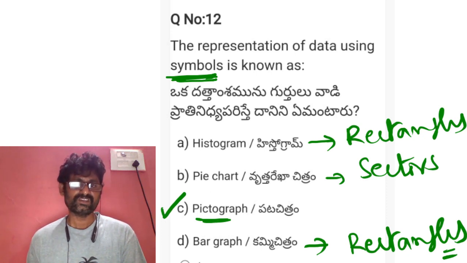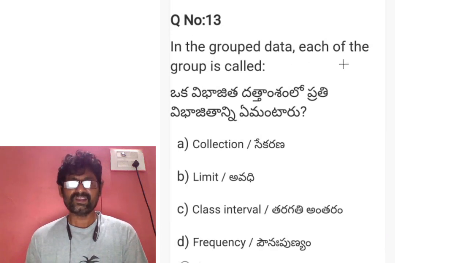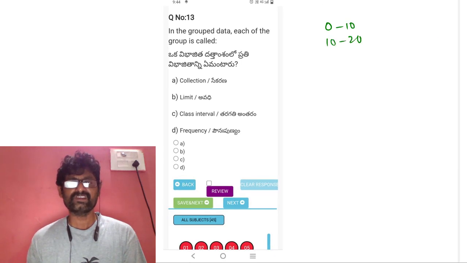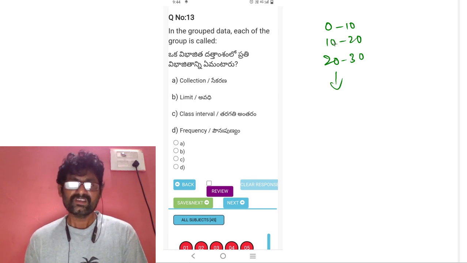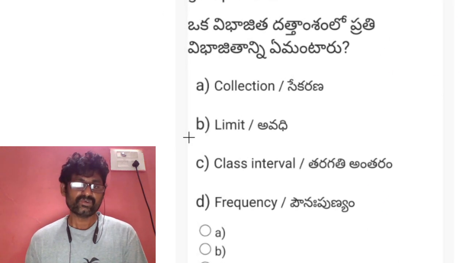Next, let us go to the 13th problem. In grouped data, each of the groups is called... Suppose you take grouped data, so 0 to 10, 10 to 20, 20 to 30, like this, and so on. Here, each group, 10 to 20, 20 to 30, is called nothing but a class interval. So option C is correct.